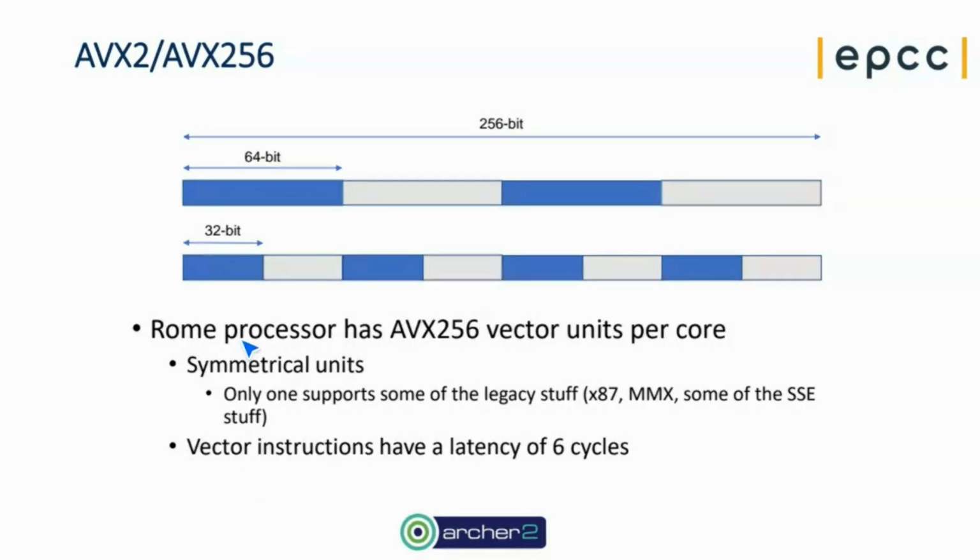So the Rome processor has AVX 256 vector units. They are symmetrical units, but only one of them supports some of the legacy stuff. So that's not really important. And the vector floating point instructions typically have a latency of 6 clock cycles on Rome.